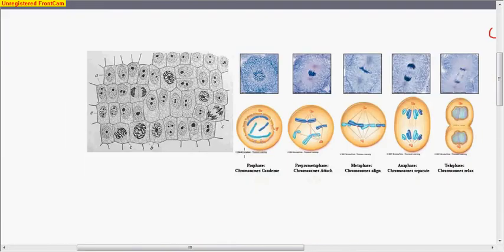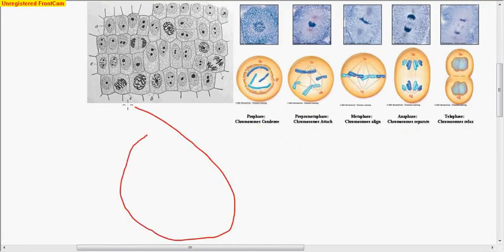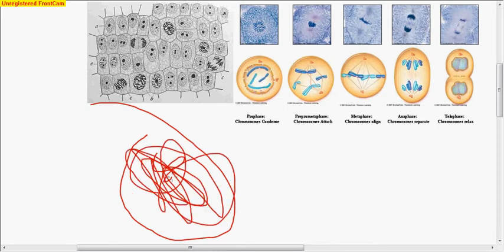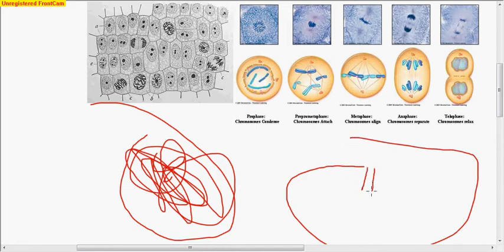The first stage of mitosis is considered prophase. Now, what happens in prophase? Well, this sort of chromatin in the nucleus of a cell is going to be condensed into these chromosomes. All right?